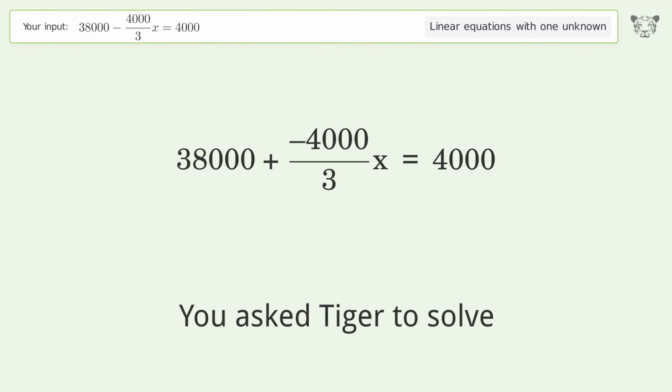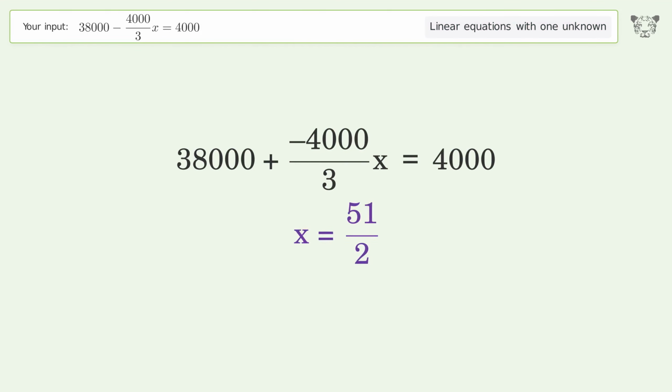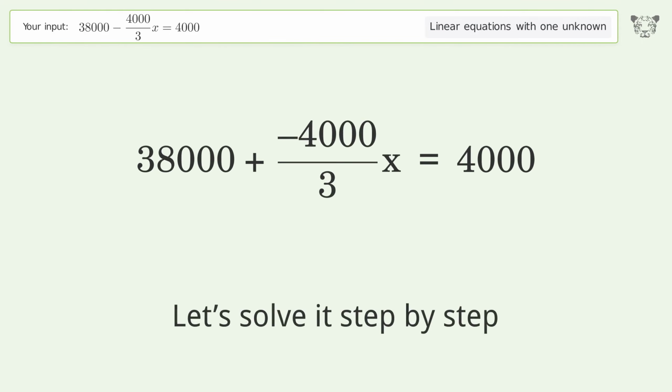You ask Tiger to solve. This deals with linear equations with one unknown. The final result is x equals 51/2. Let's solve it step by step.